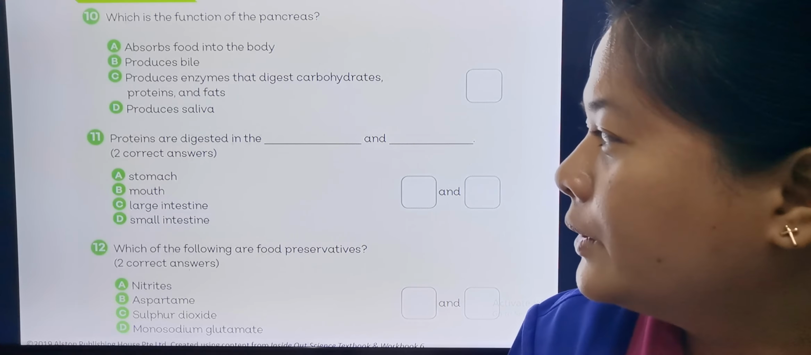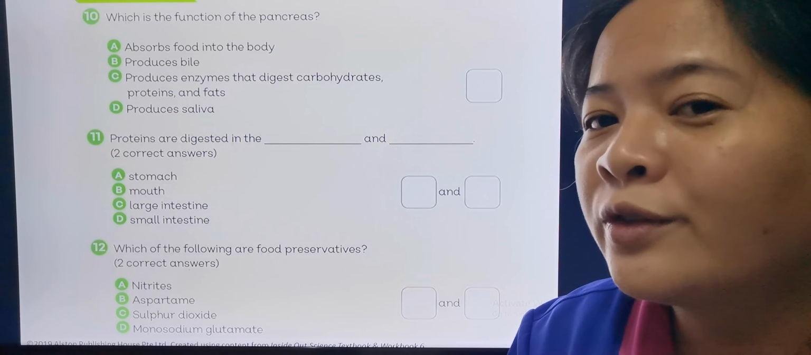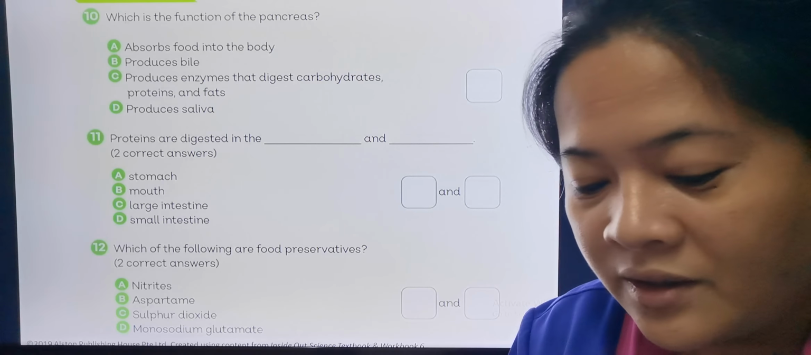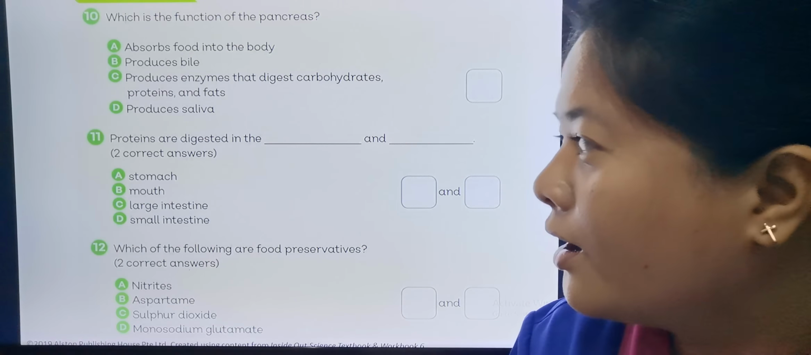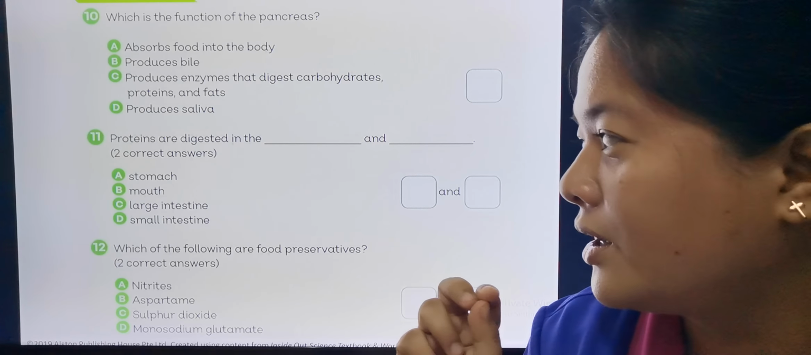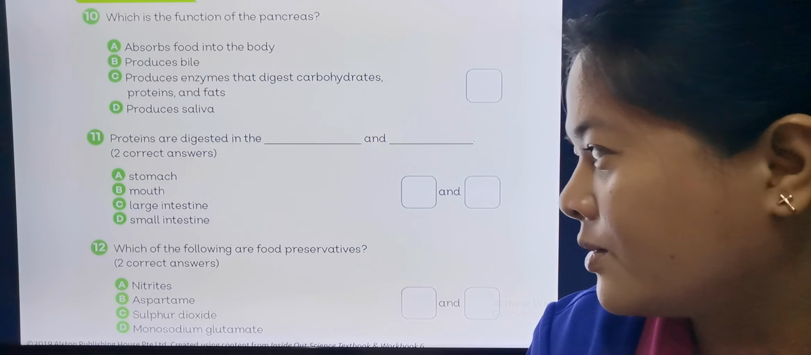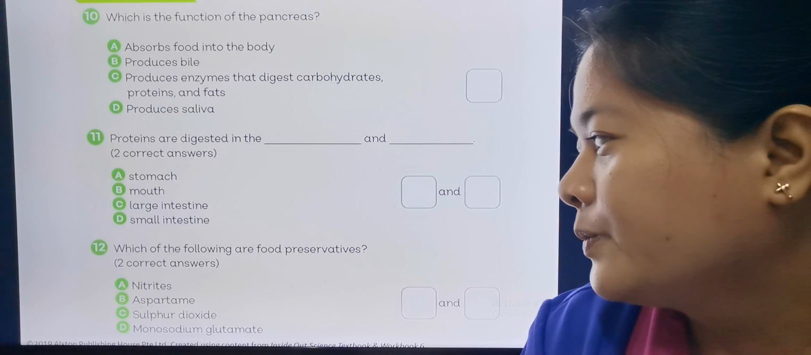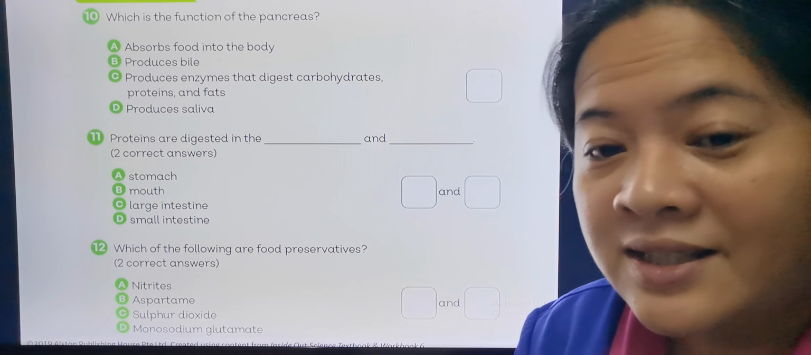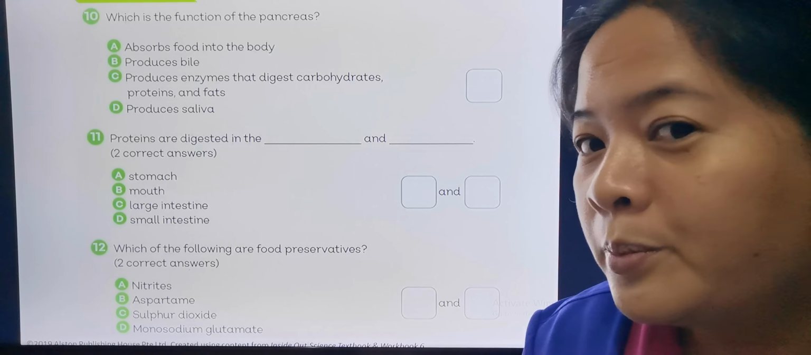Number 11, proteins are digested in the blank and blank. Which part of the digestive system digests proteins? Look at your student book. You answer 2 correct answers. And last, number 12, which of the following are food preservatives? This is easy. 2 correct answers. Preservatives is on page 16, so you can check on page 16 which of the following are food preservatives.